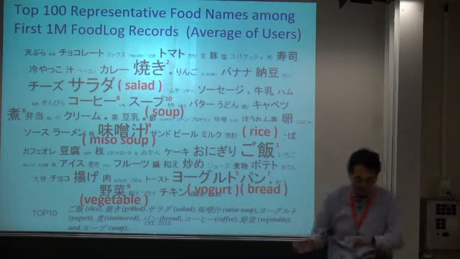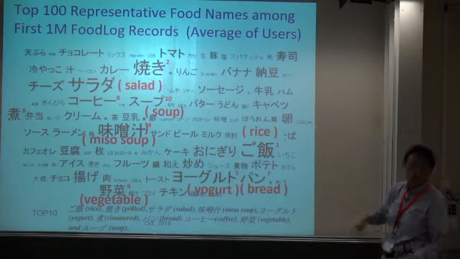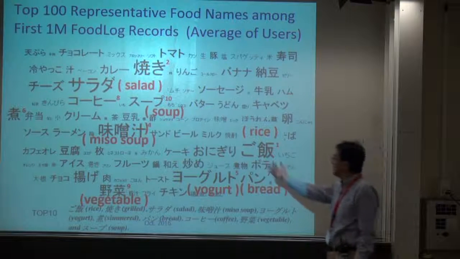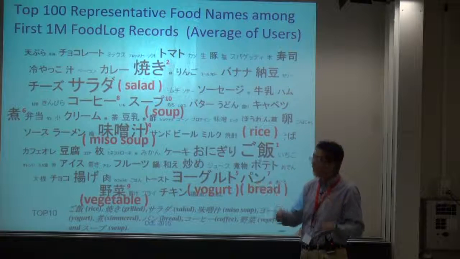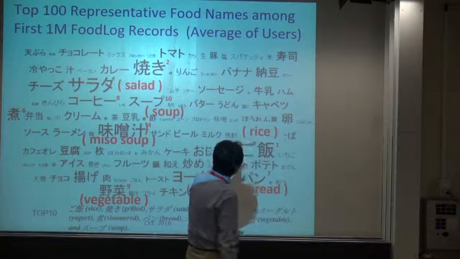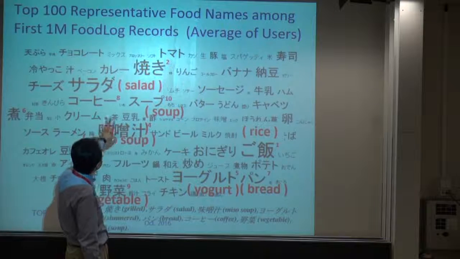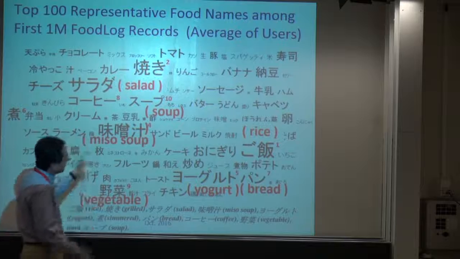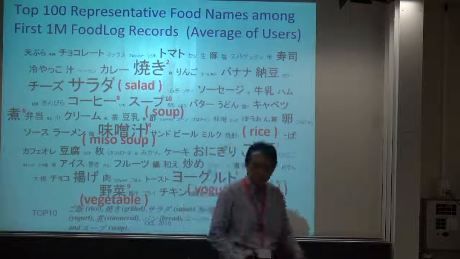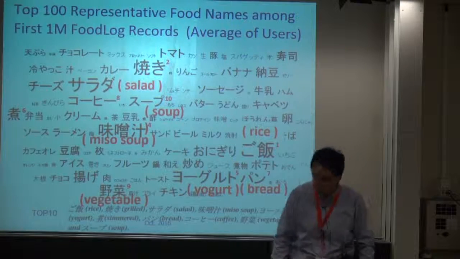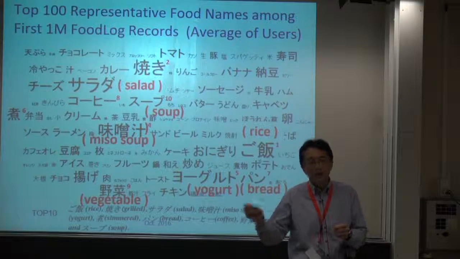Here are the results, and this is the average for the entire user base. A larger character means that the item appears more frequently. It's Japanese, but you can see that rice, bread, yogurt, soup, miso soup, salad, and vegetables appear. So this is probably the average of people. But look at the data for individual users.